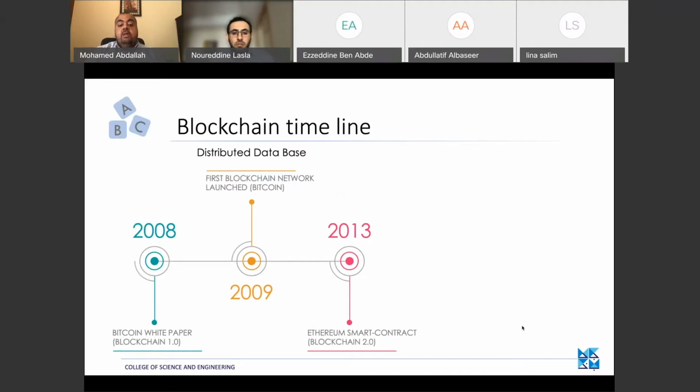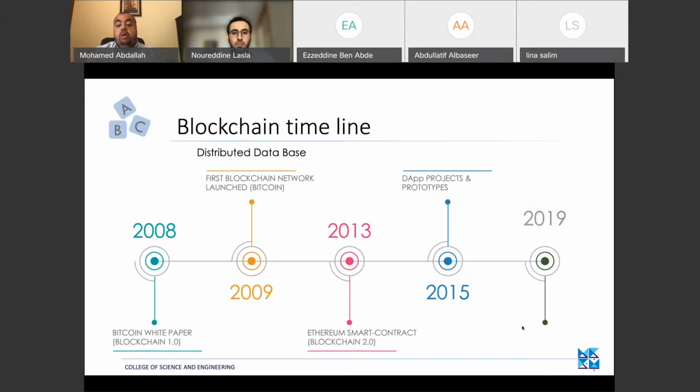Starting in 2013, with Ethereum smart contract, they introduced new distributed applications for blockchain, where you can do distributed computing. So rather than only doing financial transactions, you can actually run applications, like some code. And this provided many applications. We're going to talk about them now: distributed applications and prototypes.